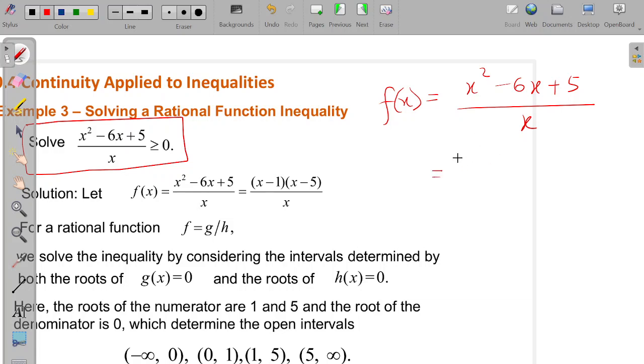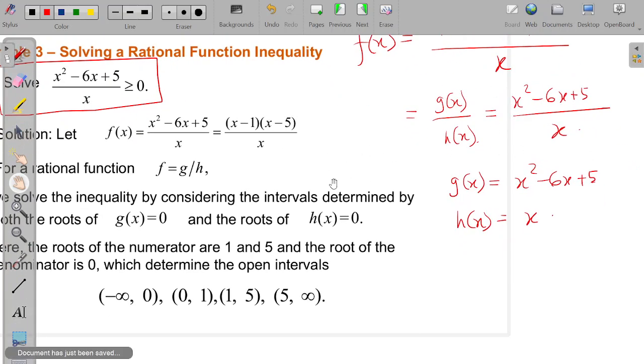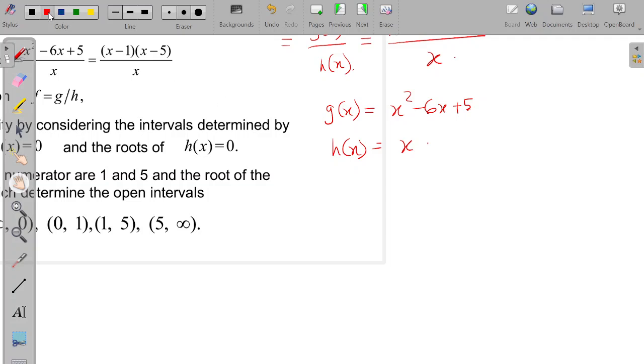Now this one is a rational function, so that means this function can be divided into g of x over h of x, which is the same thing as x squared minus 6x plus 5 all over x. So our g of x is x squared minus 6x plus 5, and our h of x is x. Now again we must equate each of these to 0.